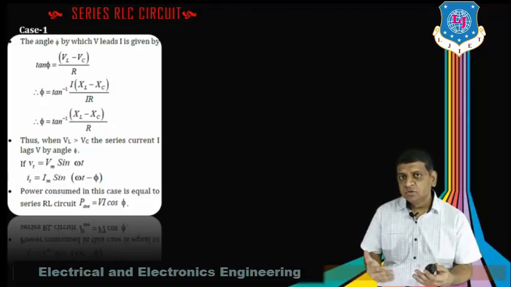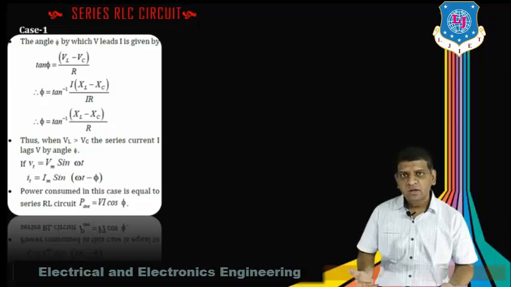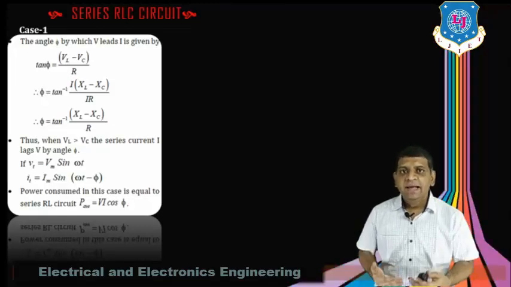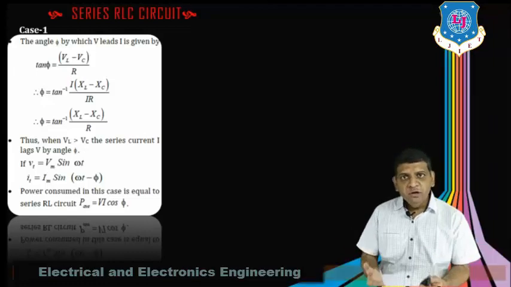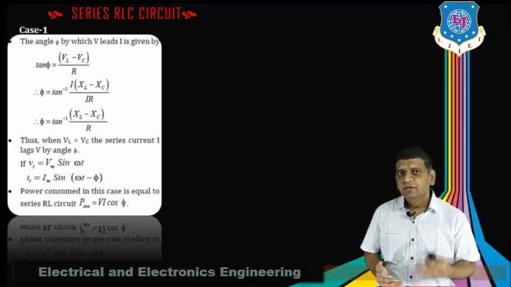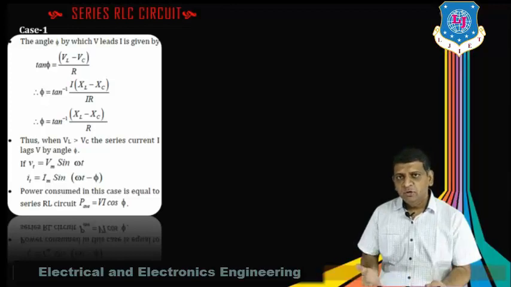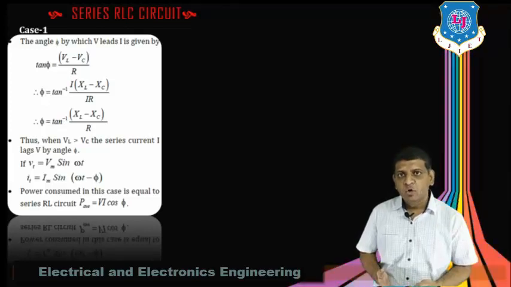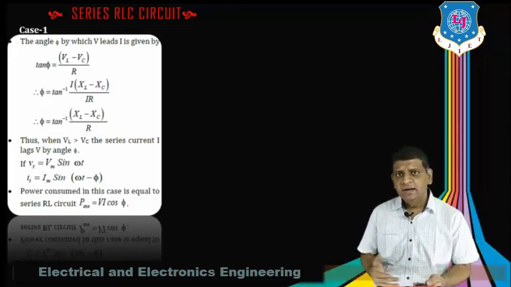Now why minus phi? Because the circuit is more inductive, so current is always lagging by angle phi with respect to voltage, where the value of phi is equal to tan inverse (XL minus XC) divided by R. Right. So again you will find the average value of power P is equal to VI cos phi. This is the same term as we have discussed earlier for the RL and RC case.